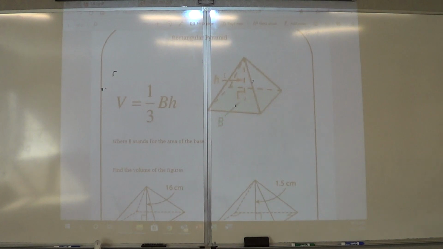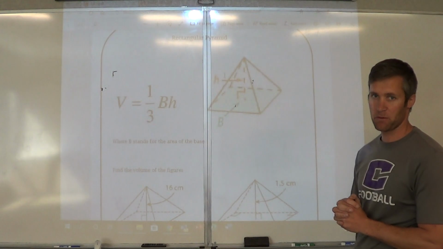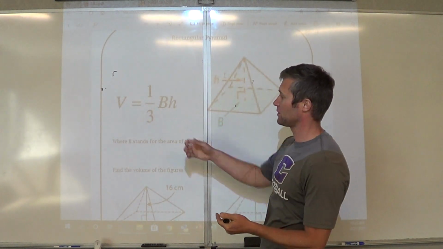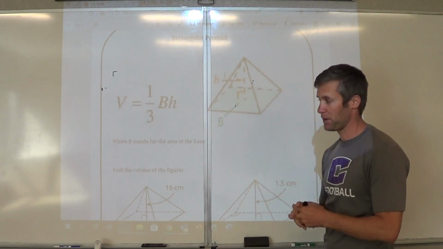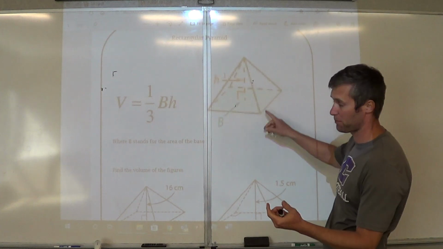Hello students, next thing we're going to go over is a rectangular pyramid. So the volume, the area of a pyramid is 1/3 the area of your base times your height. Now in a pyramid the shape of the base could change. So we could have here, like this is a rectangular pyramid.